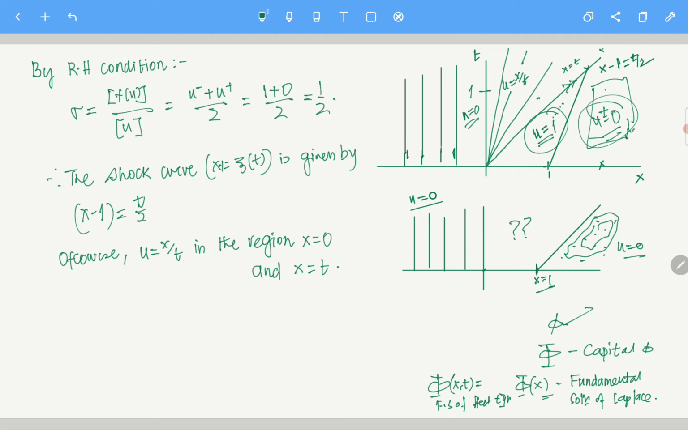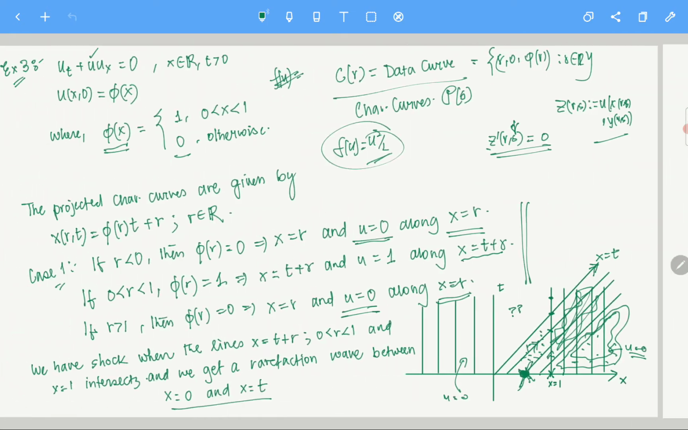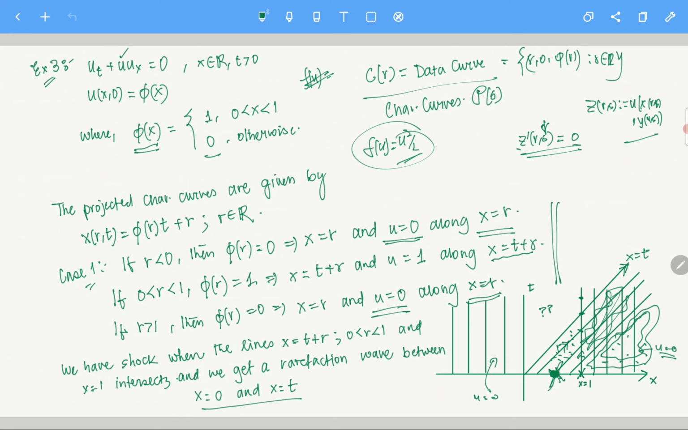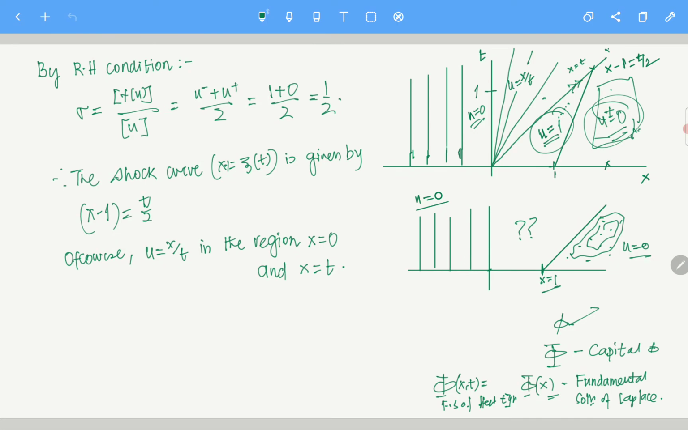Now, my new shock curve is this. Here it was intersecting and there was a problem, so we constructed a new shock curve along which one side it is 0 and one side it is 1. Now this particular x equals t intersects somewhere, right? At t equals 2, x minus 1 equals t by 2 and x equals t intersect. So again the same problem will happen. You do understand? If they intersect, again the same problem will happen.